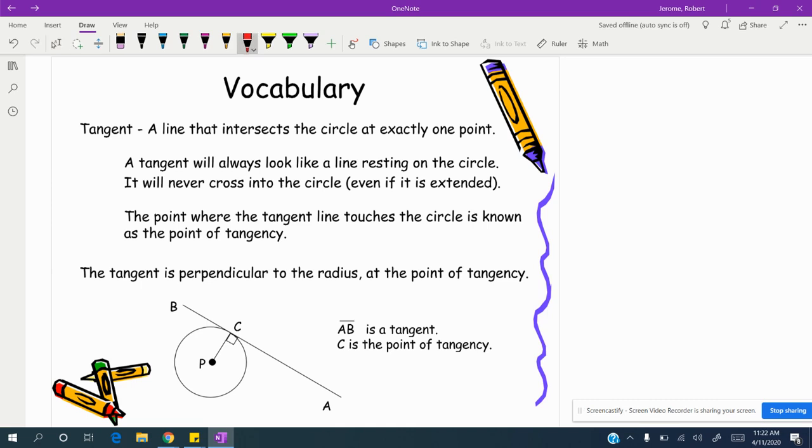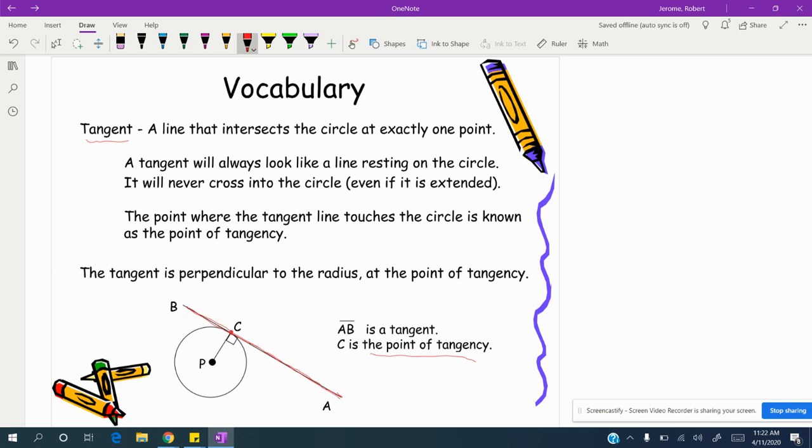Next, we've got things called tangents. A tangent is a line that lives outside the circle, but touches the circle in exactly one spot. So if we look at our picture here, AB is a tangent. It touches the circle at exactly one spot right there, called the point of tangency.